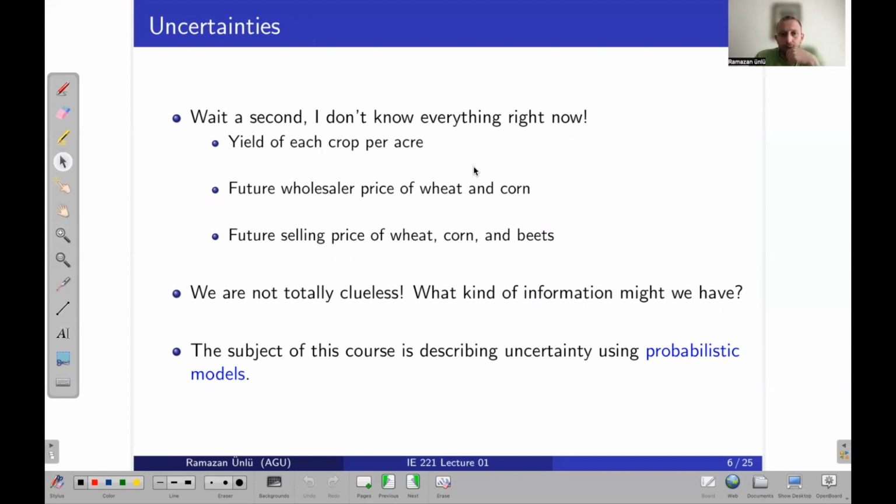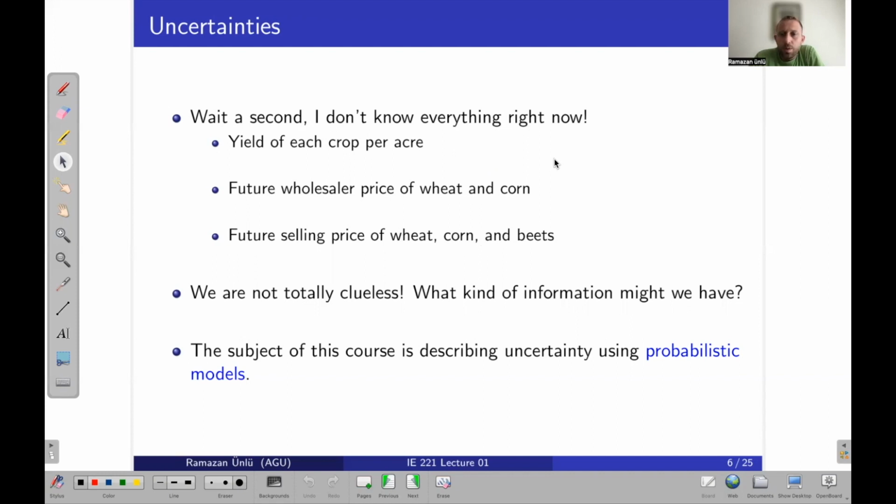Another important one is the wholesale price of wheat and corn. And if you don't raise them, you have to buy them, right, as I said before. But you don't know the future price of wheat and corn. So this is the second piece of missing information. Another one is the future selling price of the wheat, corn, and beets. So without these three pieces of information, it's not easy to make a decision, right?